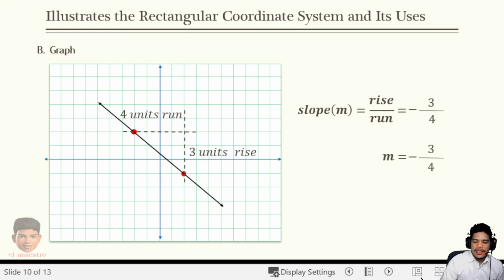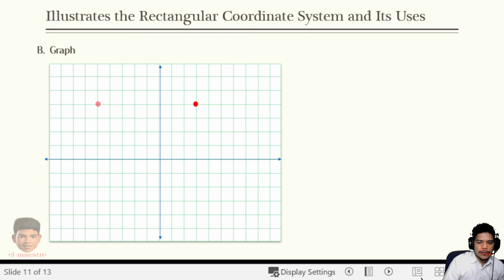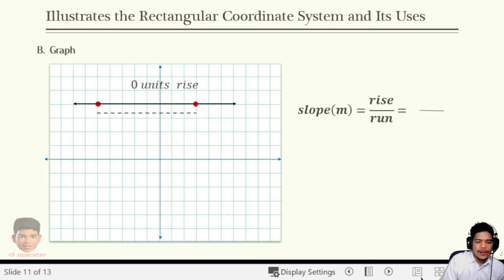Okay? So, another case class, what if we have this? Okay? Our line is perfectly horizontal. Nakaganyan talaga yung line natin. Ano kaya yung slope if our line is horizontal? Again, we have to count the rise over run using this formula. So, una, tingnan natin. Walang rise. Wala siyang rise, di ba? So, 0 yung rise niya. Pero we have run. Bilangin natin run. That is 1, 2, 3, 4, 5, 6, 7, 8. So, we have 8 yung run.